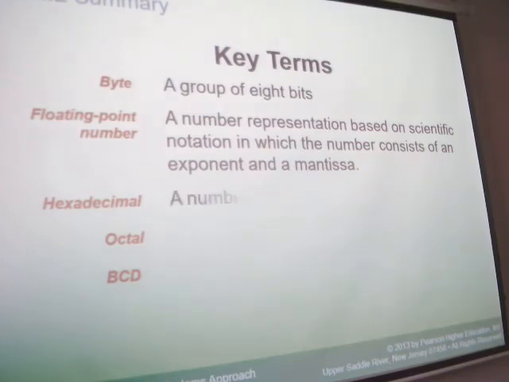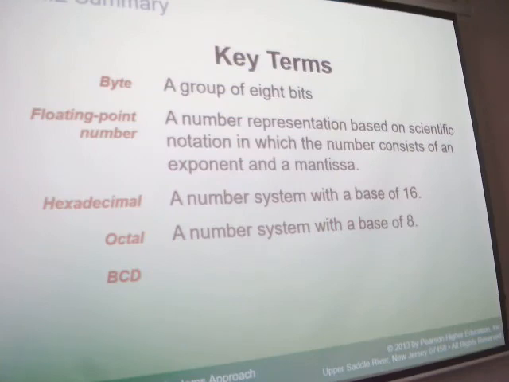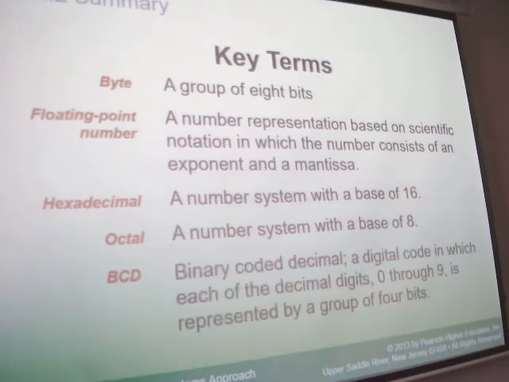Hexadecimal, a number system with a base of 16. Octal, a number system with a base of 8. BCD, binary coded decimal, a digital code in which each of the decimal digits 0 through 9 is represented by a group of 4 binary bits.